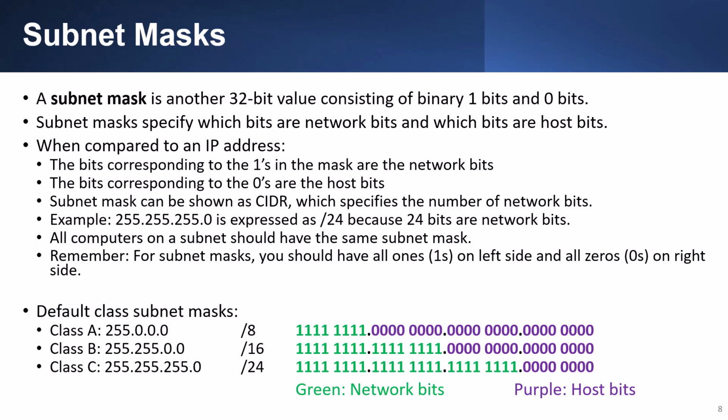Subnet masks can be shown as CIDR, which specifies the number of network bits. For example, 255.255.255.0 is expressed as /24 because there are 24 bits that are network bits. All computers on the subnet should have the same subnet mask. Remember, for a subnet mask, you should have all ones on the left side and all zeros on the right side.